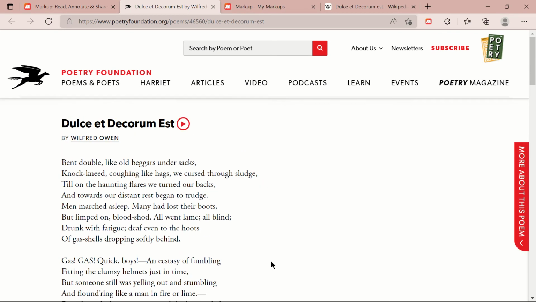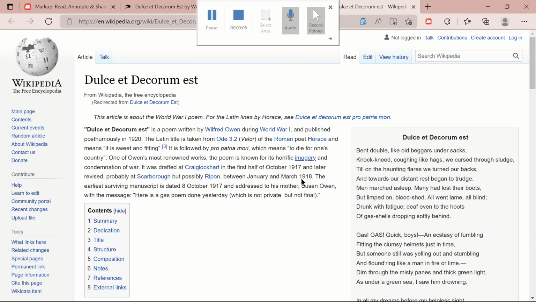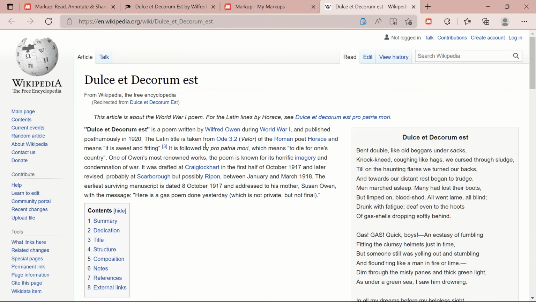If not, it's always a good idea to do some background research on the poems. So I opened up a Wikipedia article about Dulce et Decorum Est, and it tells me here that yes, indeed, the title does mean it is sweet and fitting. Great. I know that some of your teachers in the past told you not to use Wikipedia. I am here giving you a pass to use it just for background information. This should not be the last place that you go for your research. It should just be the first place that you go for that background research.